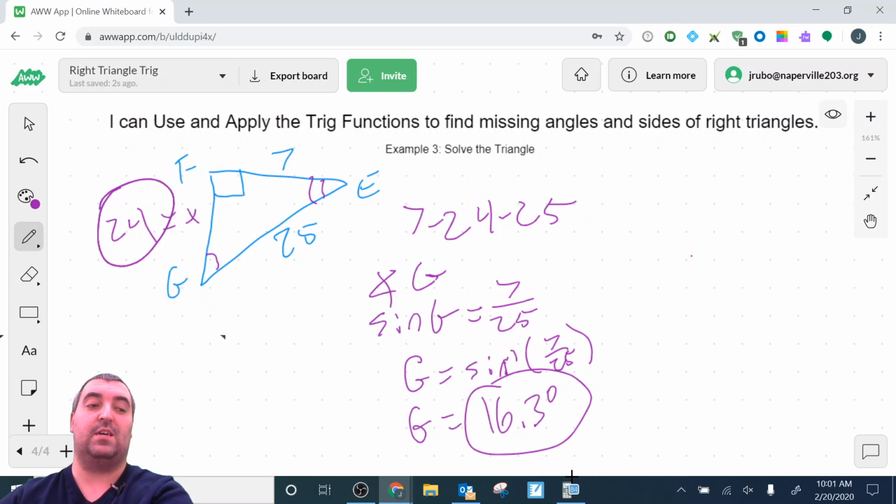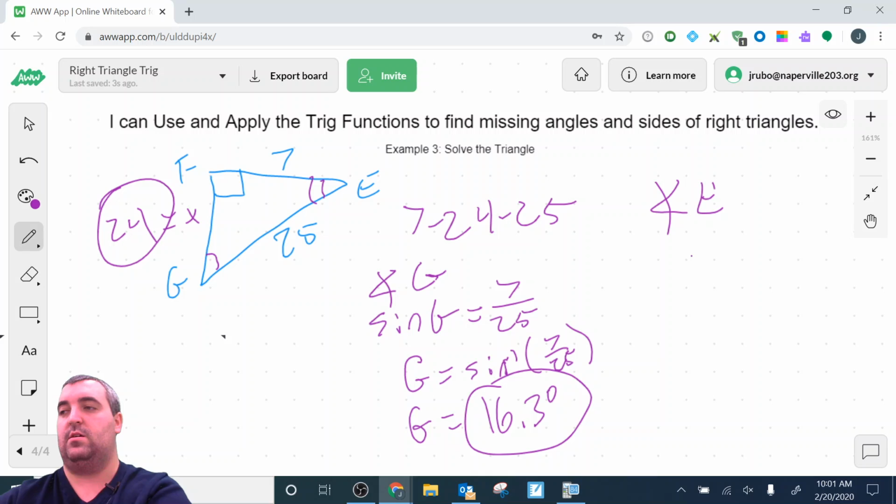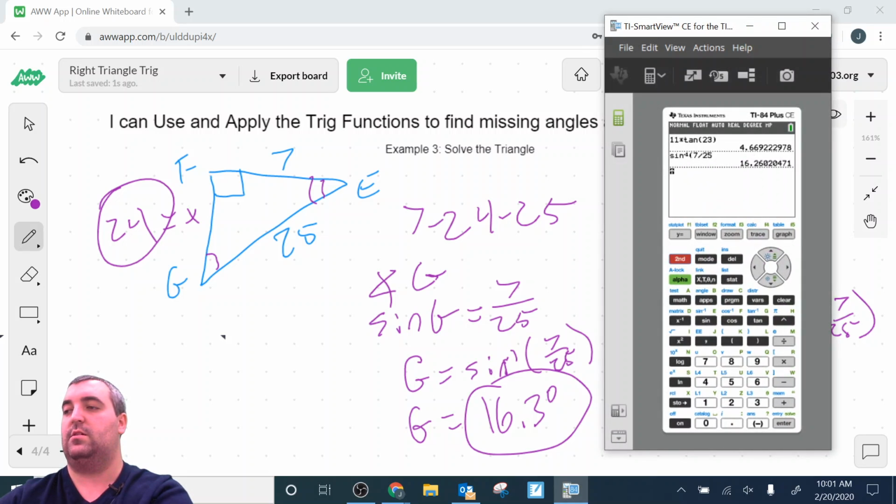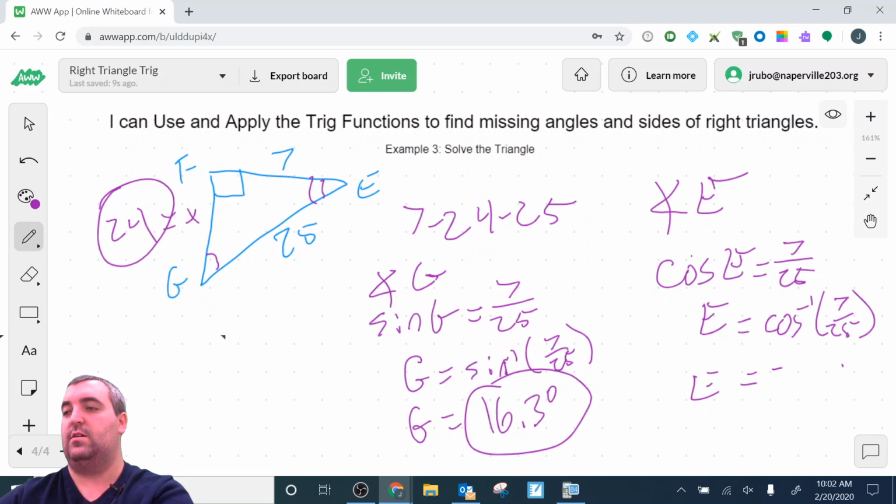Okay, so there's one of our answers, there's another. Now we have to find angle E, and there's two ways. One way is just do another trig equation, right? So for angle E, let's do cosine this time just so we can see it. So cosine of E would be, once again, 7 over 25. We do the inverse cosine. So once again, we go to our calculator, and second cosine 7 divided by 25, and you hit enter, and you get 73, and we're going to round it to 73.7.